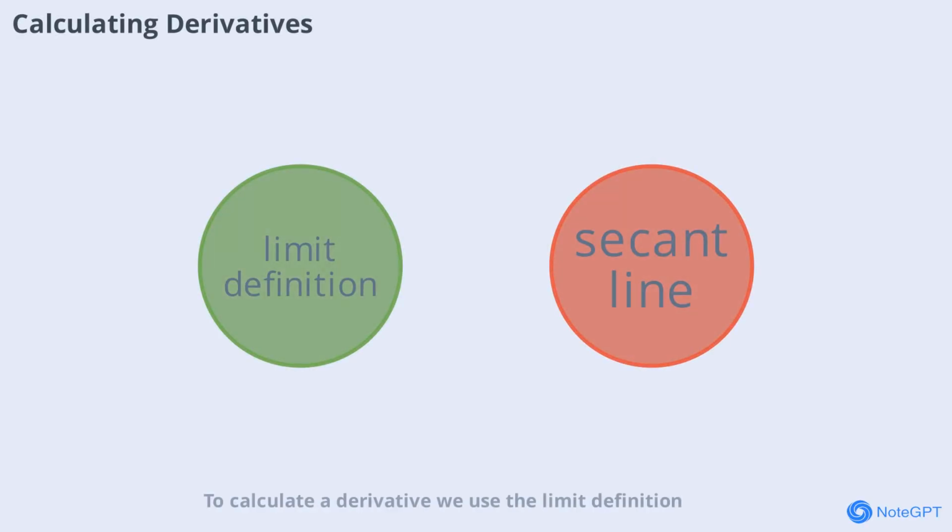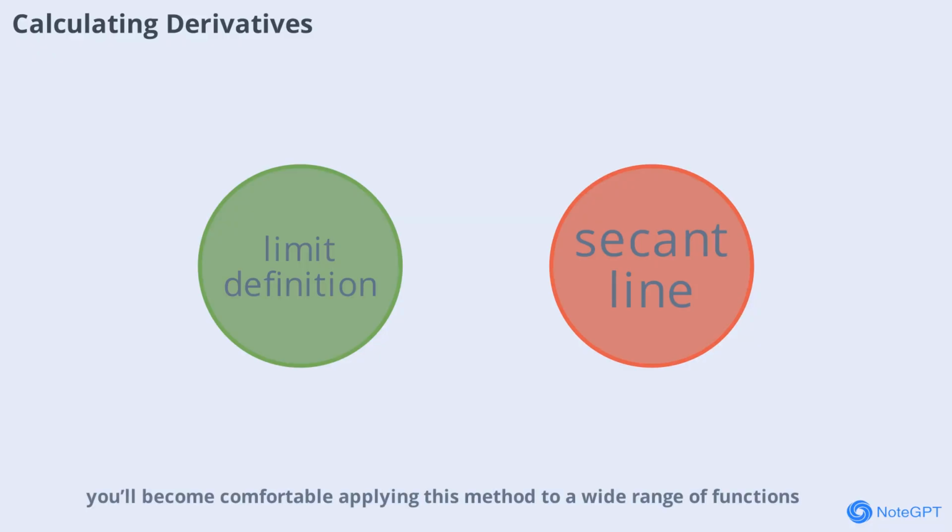To calculate a derivative, we use the limit definition. This involves finding the slope of a secant line as the two points get infinitely close together. While the process can seem technical, it's the foundation for all derivative calculations. With practice, you'll become comfortable applying this method to a wide range of functions.